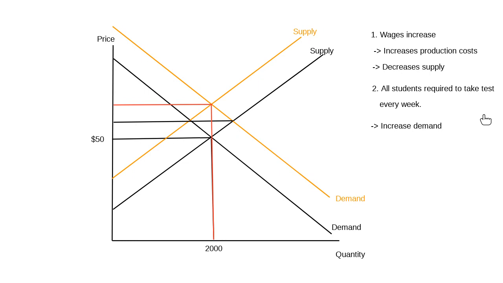So answer A says that the two events will unambiguously increase equilibrium quantity. Well, clearly that's not the case, right? We just did this experiment here, and the quantity is the same, close to the same. It's definitely not unambiguously higher.